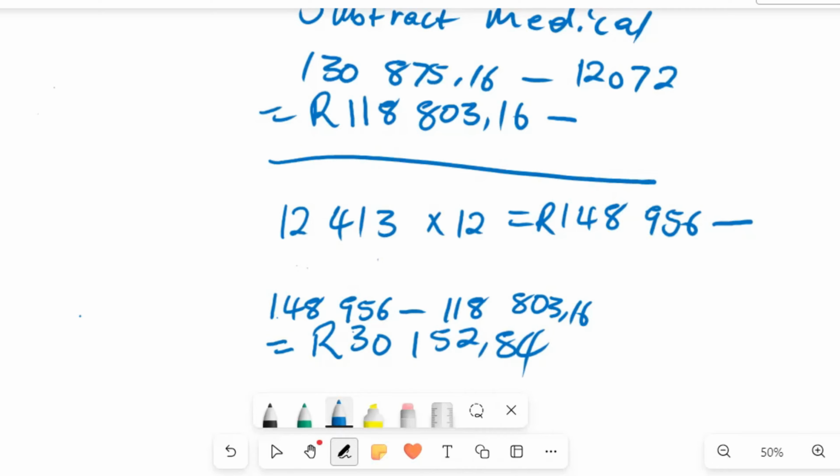So what is the conclusion? The conclusion is that she's overpaying the tax. So SARS owes her money, which they need to refund. And that is 30,152 rands and 84 cents.